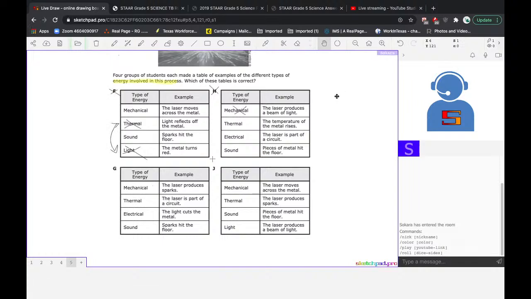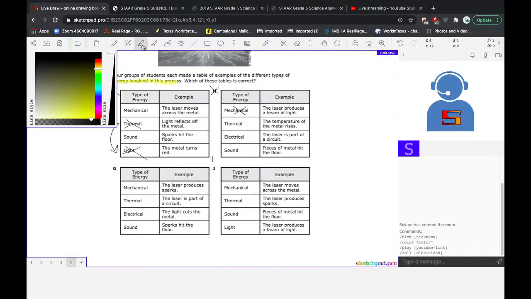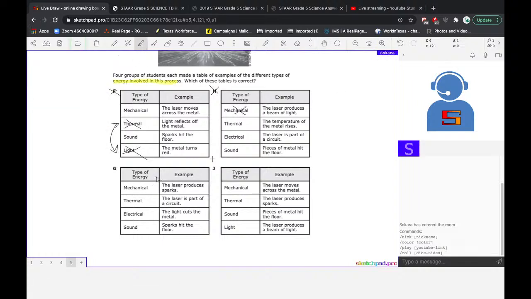Let's check option choice G. Okay, so type of energy, mechanical. The laser produces sparks. Well, that's not an example of mechanical energy. That's actually an example of thermal energy because sparks are a form of heat. Next, it's saying that thermal energy, the laser is part of a circuit. Well, as we said before, that is electrical energy, so that is incorrect.